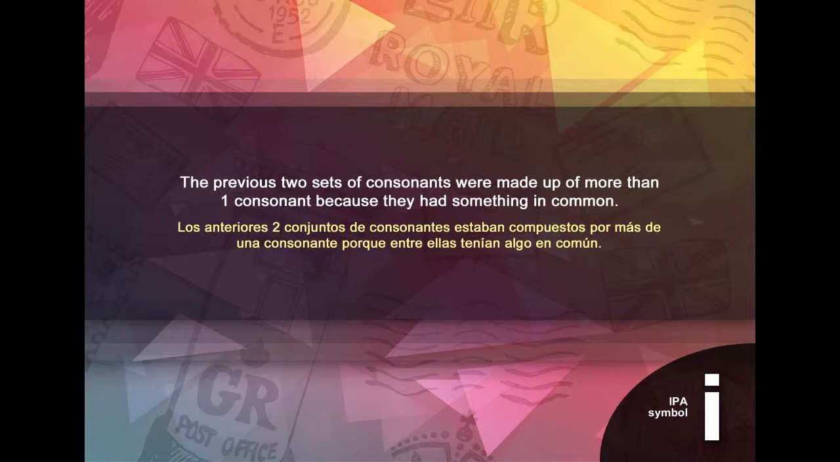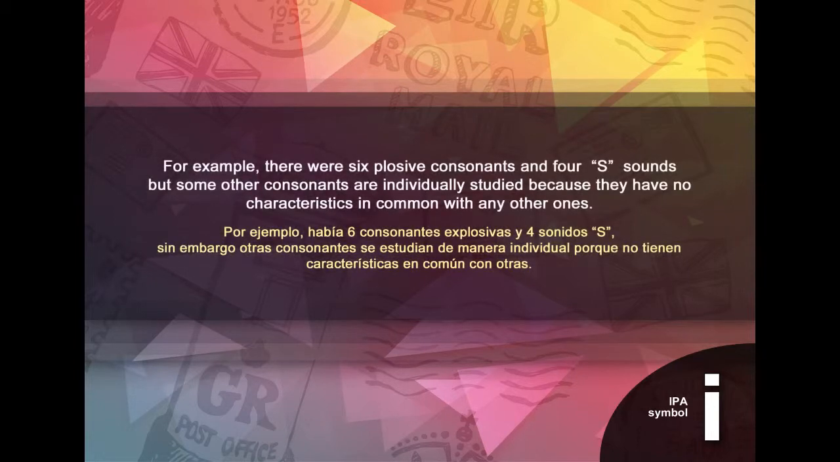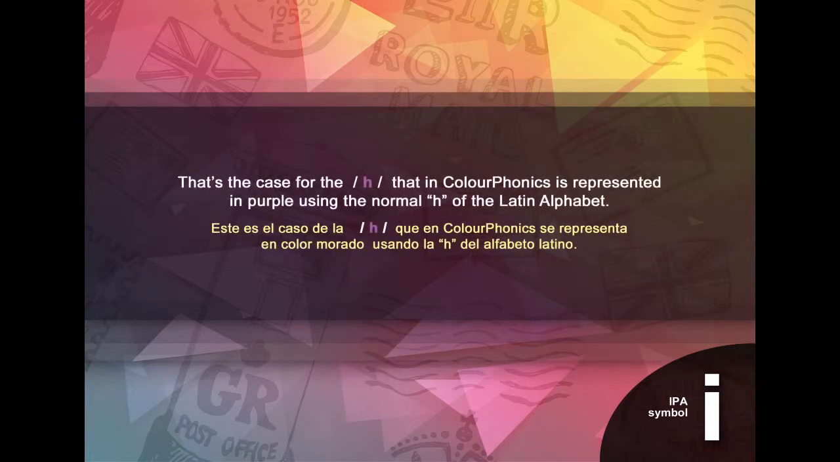The previous 2 sets of consonants were made up of more than one consonant because they had something in common. For example, there were 6 plosive consonants and 4 S sounds. But some other consonants are individually studied because they have no characteristics in common with any other ones. That's the case for the H, that in Colourphonics is represented in purple, using the normal H of the Latin alphabet.